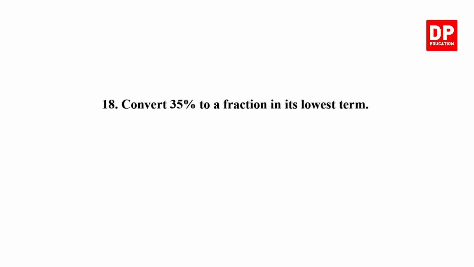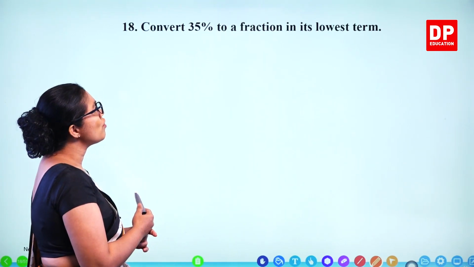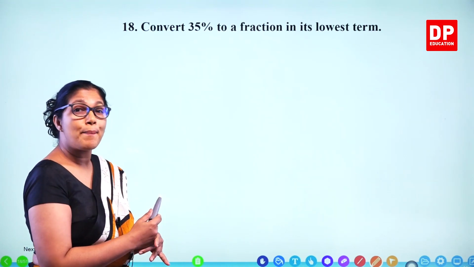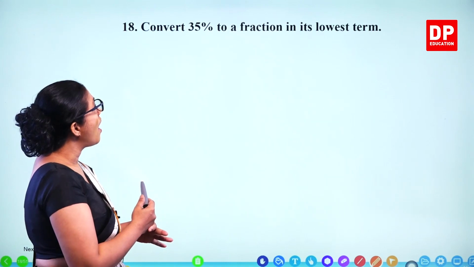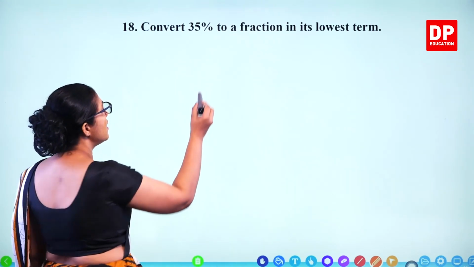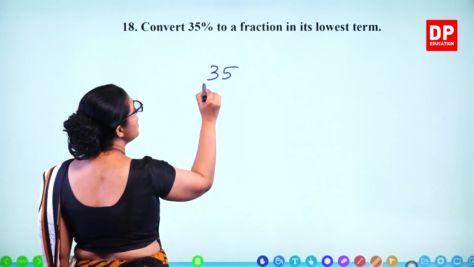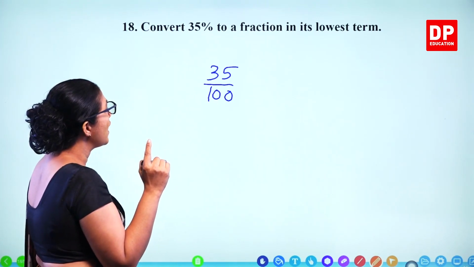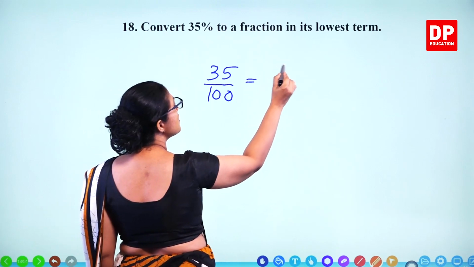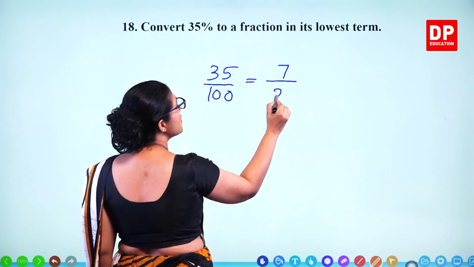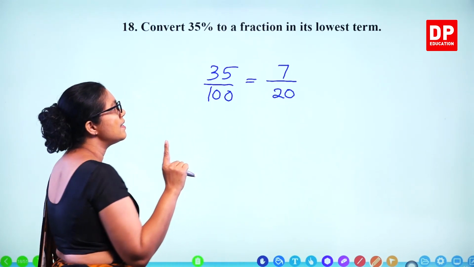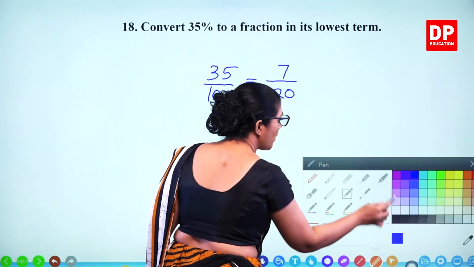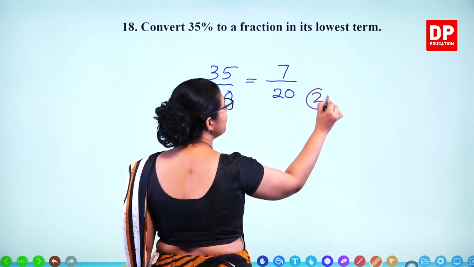Question number 18. Convert 35% to a fraction in its lowest term. So what does 35% mean? A fraction out of 100. So 35 over 100. Now try to simplify. You can divide by 5: 5 times 7, 5 times 20. So that's the lowest term, or simplified term. You get 2 marks.